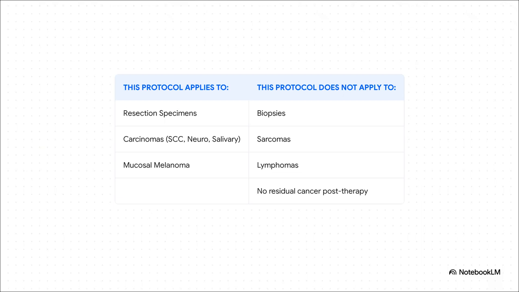This protocol is for resection specimens only. We're talking about the big surgical pieces, not those tiny little biopsies. It's for carcinomas, like your standard squamous cell carcinoma, or SCC, plus neuroendocrine and salivary gland types, and even mucosal melanoma. What's it not for? Sarcomas and lymphomas. They have their own rules. And you also don't use it if the patient had therapy and there's no cancer left to find.